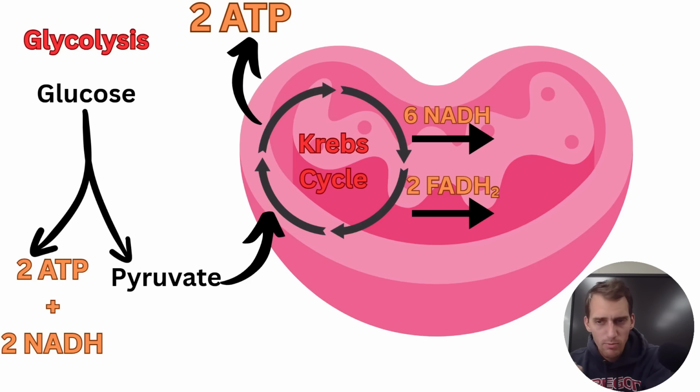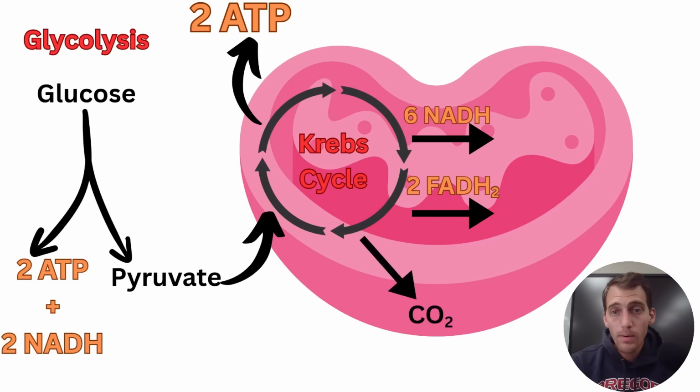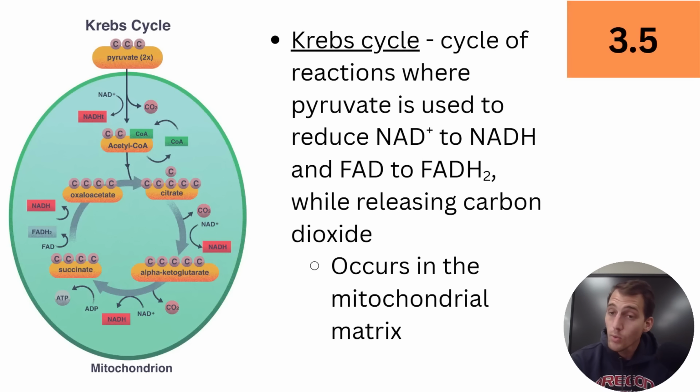Yes, that's the goal, right? We want more ATP. But more importantly, it makes 6 NADH molecules and 2 FADH2, those reducing agents, those electron carriers. It's able to produce 8 of those molecules in this series of reactions. And as a byproduct, it produces carbon dioxide, which is what you breathe out all the time. It's a waste product of cellular respiration. Why do you need to breathe out carbon dioxide? Well, because you don't need it. It's a waste product of this type of reaction.